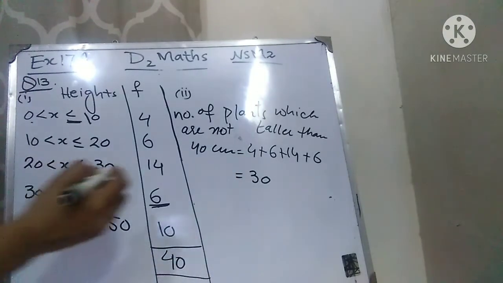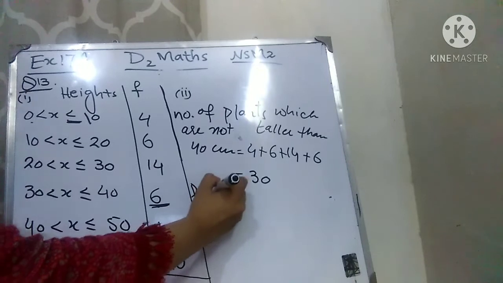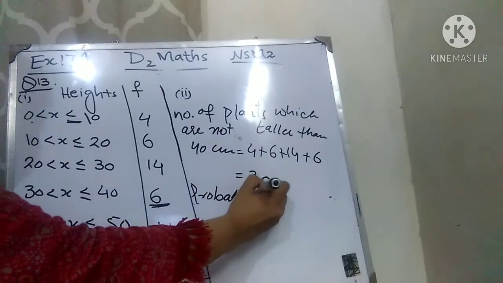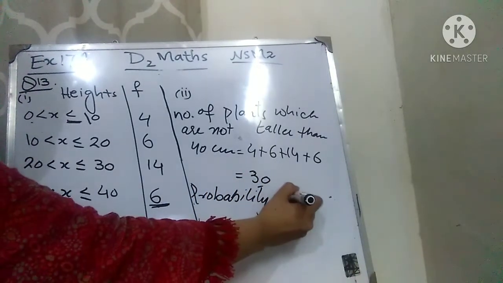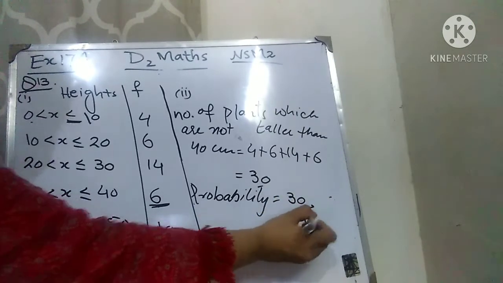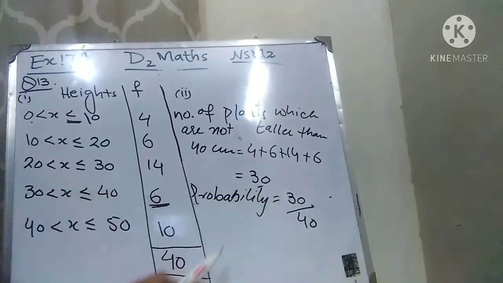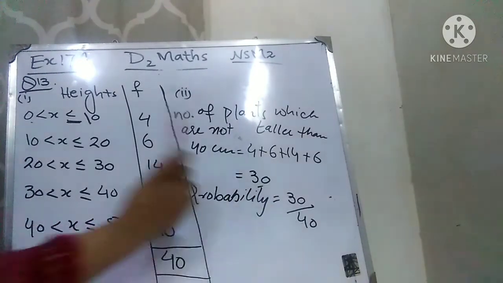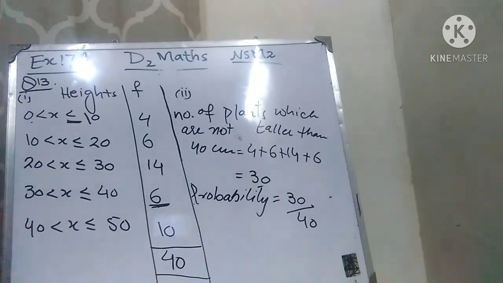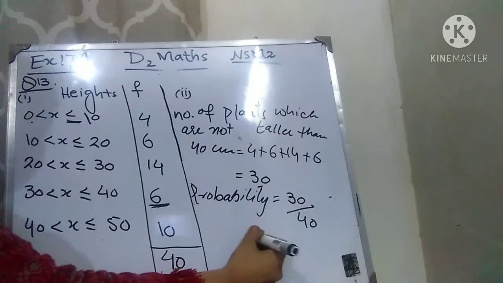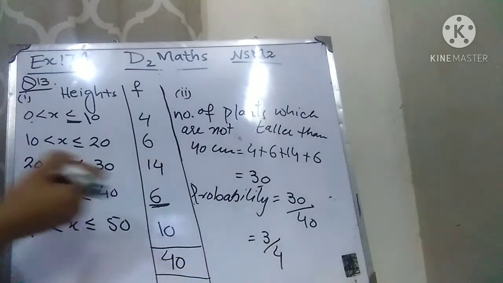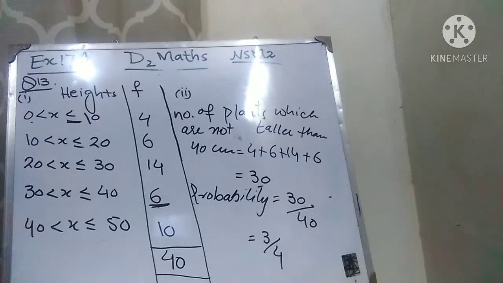30 are the plants. Now you have to find out the probability. What you will do is you will divide this 30 with the total number of plants. You know that there are 30 plants whose height is not taller than 40 centimeter, and so you have to divide it with the total plants. The total plants are 40. So when you will divide 30 with 40, you will get 3 by 4. So 3 by 4 is the probability that the plant is not taller than 40 centimeter.